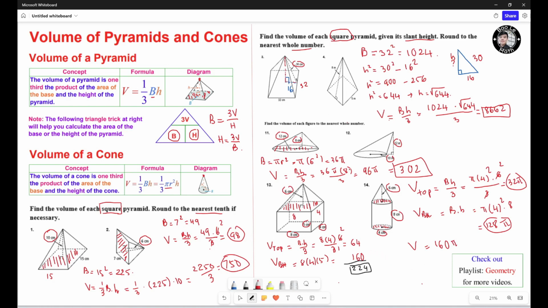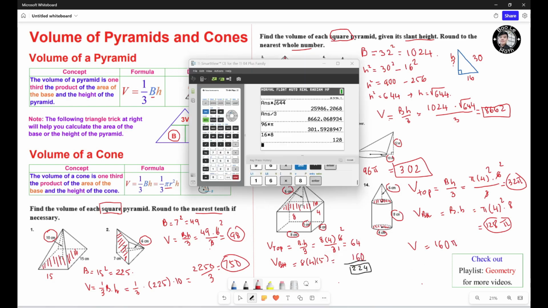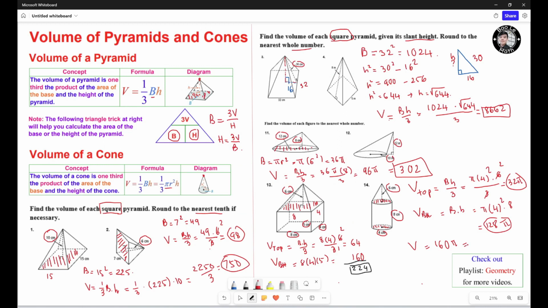Right, so you need to round this one to the nearest whole number. So you hit the calculator, 160 times pi, equals 503. Alright, and this is the answer.